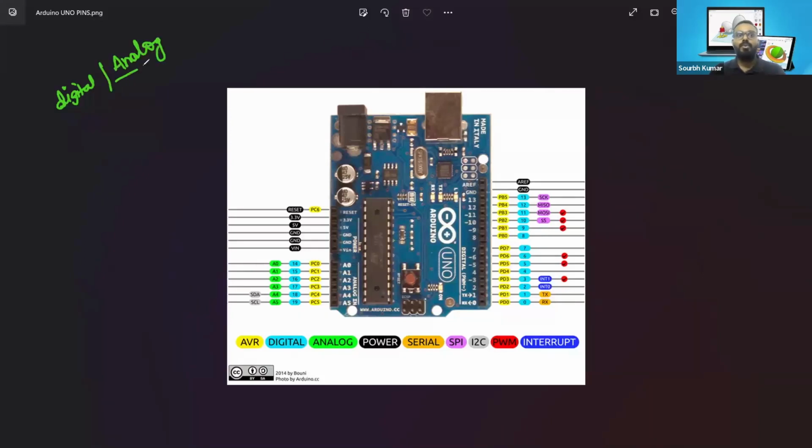We have two modes of operation in total to control the input and output in any development board. Digital: whenever we talk about the digital system, we are talking about two fixed values, either 0 or 1. So 0 will be used to address the off condition, and 1 will be used to address the on condition.